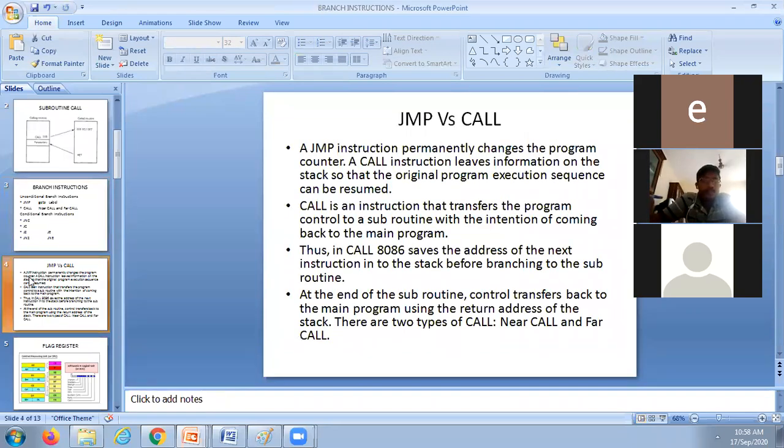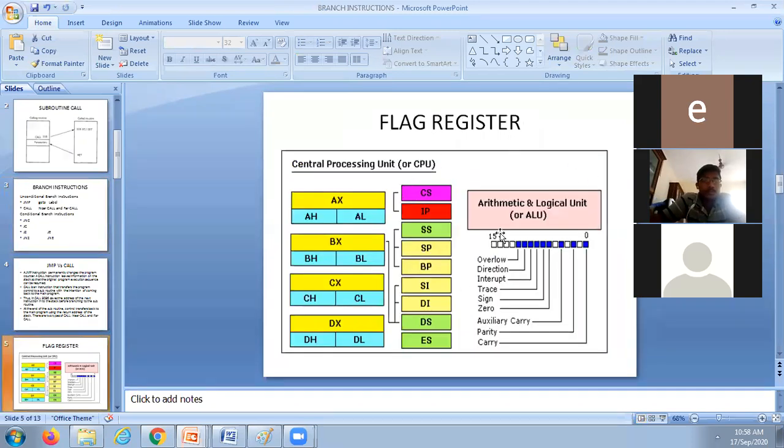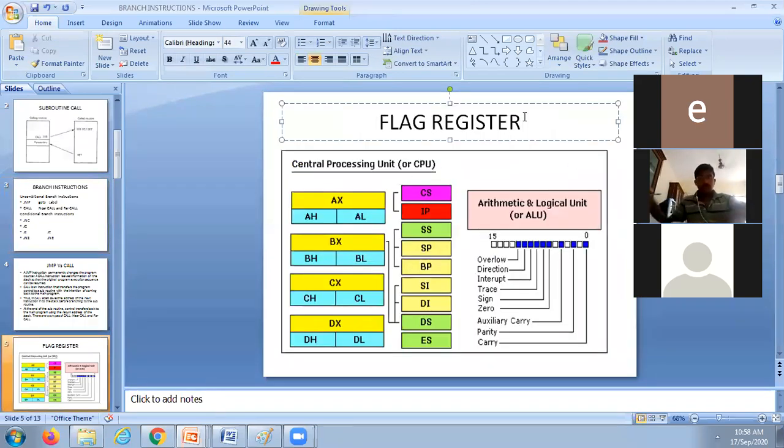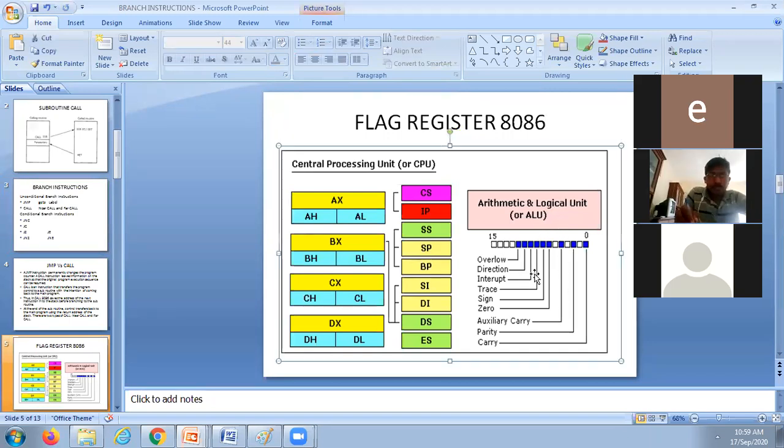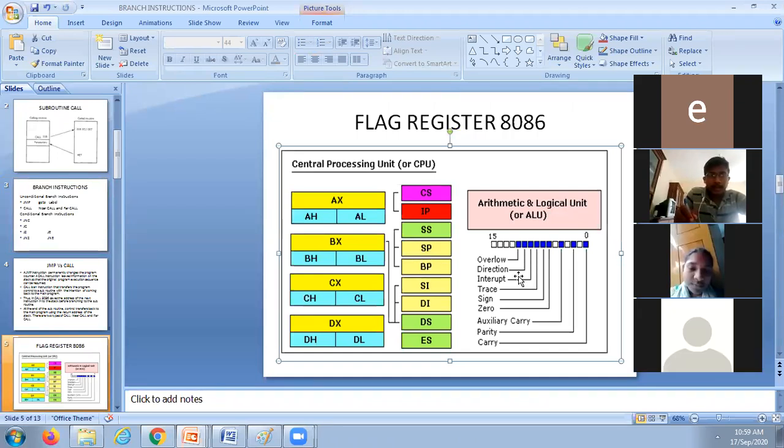This is an example, the flag register of 8086. This is the arithmetic and logical unit. In this, there is a flag register. Is it visible? Yes, sir, this part only, not others. The total is the register set. Out of all these things, the flag register is this.